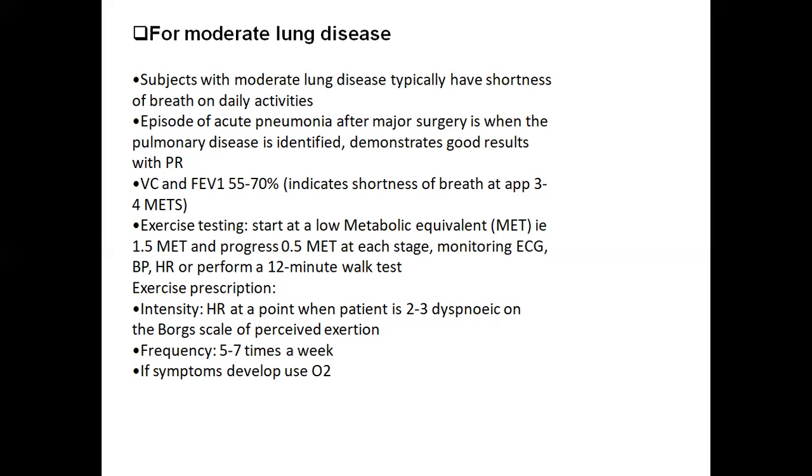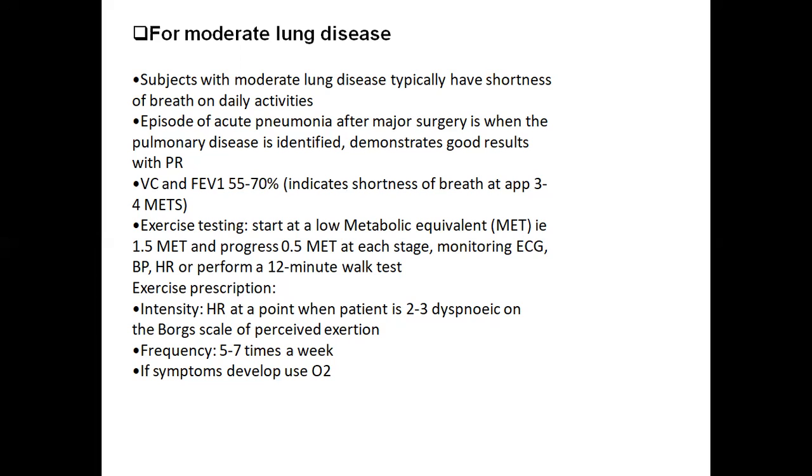Vital capacity and FEV1 55 to 70% indicates shortness of breath. Exercise testing starts at a low metabolic equivalent, MET, that is 1.5 MET, and progresses 0.5 MET at each stage. Monitoring ECG, blood pressure, heart rate, or perform a 12-minute walk test.